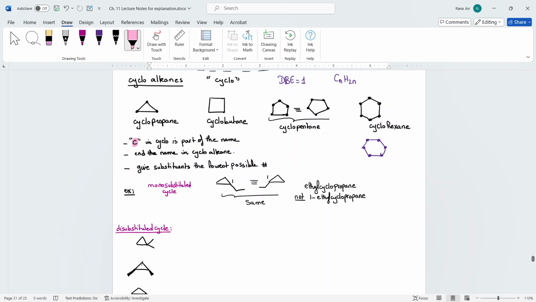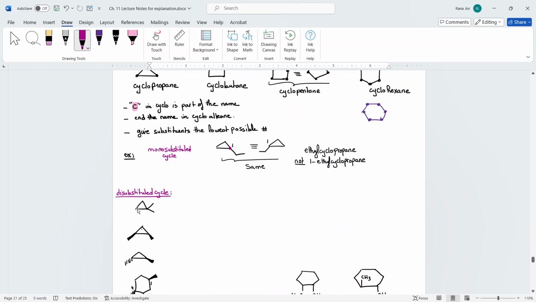The rule says that if there's only one substituent on the cycle, I have to start numbering from that substituent. I don't have an option. So that is going to be the same, and you can always start numbering from here. For this structure, again, it's 1 there. So both of these are named the same, and if they are named the same, then they are the same. This is called a monosubstituted cycle, a cycle that has only one substituent.